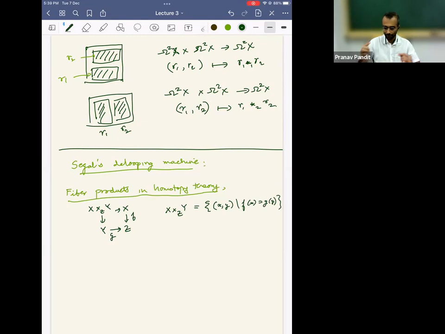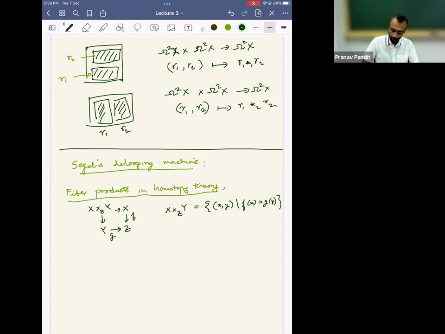So it's a set of, if y is a point, then you're just looking at the fiber over that point. That's why it's called a fiber product. That's what the pullback or the fiber product is, in the case when y is a point: it is just the fiber over that given point.